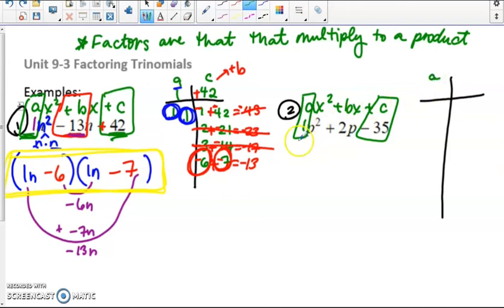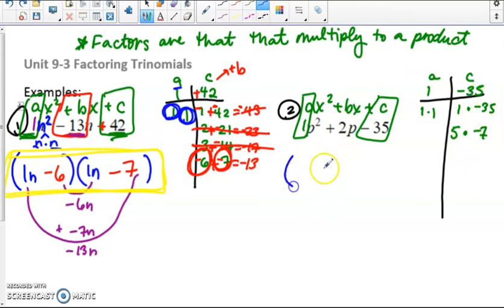We have our a, which is 1, and the beautiful part about 1, the only thing that multiplies to 1 is 1 times 1, and then our c, which is going to be a negative 35 this time. And now negative 35's factors. So 1 can go into negative 35 negative 35 times. 2 cannot go into 35. 3 cannot go into 35. 4 cannot go into 35, but 5 can. 5 can go into negative 35 negative 7 times. So we're good. That's as far as the factors go for negative 35.